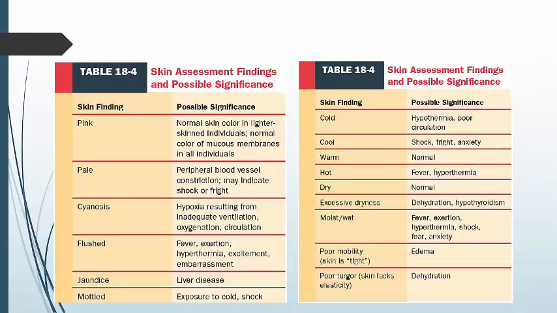If it's cold, it could be due to hypothermia, it could be due to poor perfusion. If it's cool, it could be shock, could be anxiety. If it's warm, that's normal. If it's hot, it could be fever or hyperthermia. Excessive dryness could be dehydration. Moistness or wetness could be fever, shock, fear, anxiety. Poor mobility usually is going to be edema, and poor turgor is usually going to be dehydration.